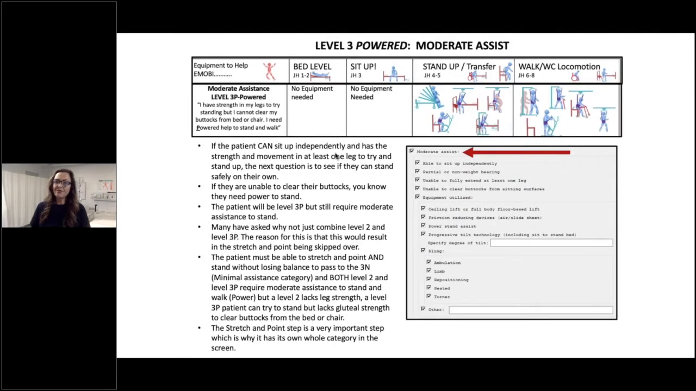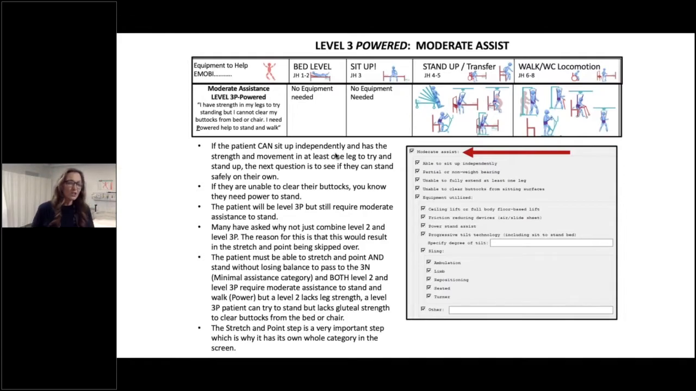Next, we look at a level 3 powered, a level 3P. This is still moderate assistance. This is a patient who can sit up independently and has the strength and movement in at least one leg to try and stand. So they can stretch and point at least one leg. If they're unable to clear their buttocks and stand safely and steadily for 5 seconds, remember from the video, if they cannot do that, they will still be level 3P and require moderate assistance to stand.